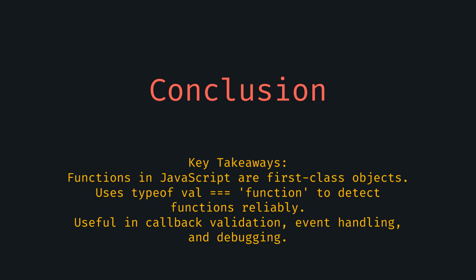This wraps up our lesson. We've learned how to distinguish functions from non-function values, ensuring correct handling in JavaScript applications. This method is useful in validating callbacks, handling event listeners, and preventing execution errors. Try using it in your projects.